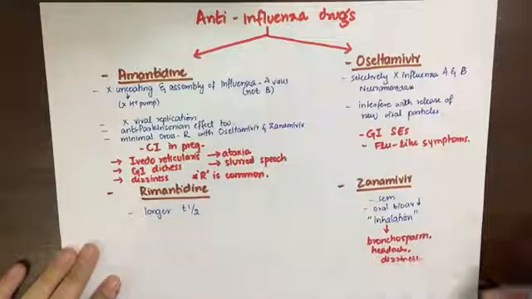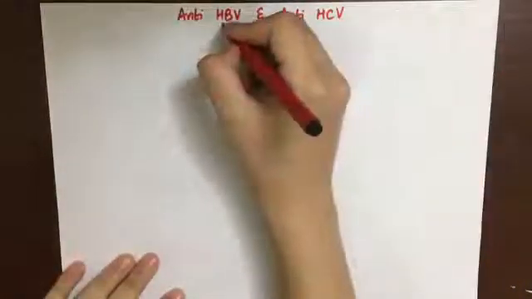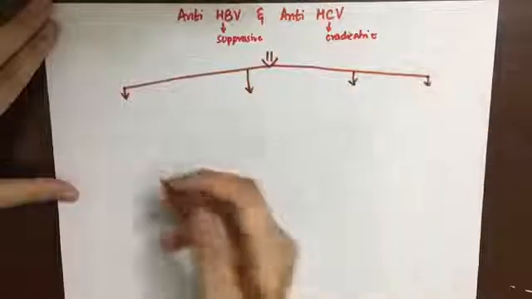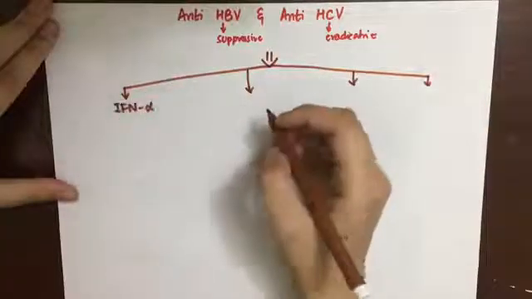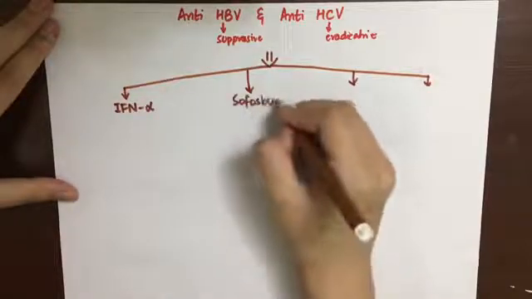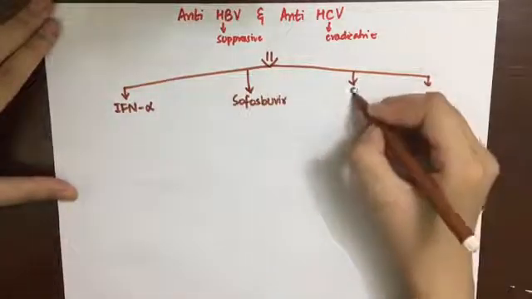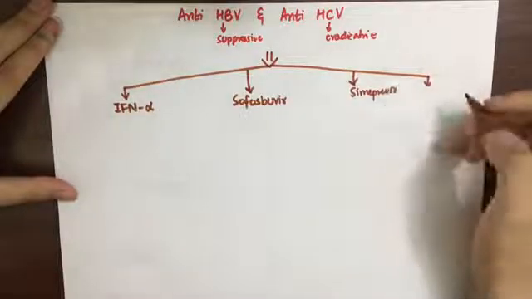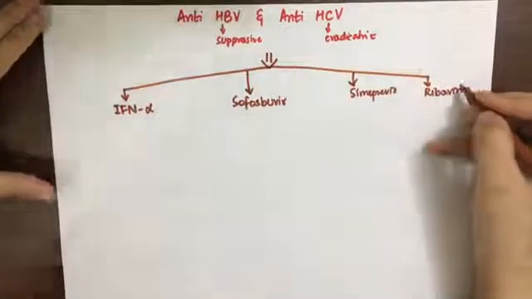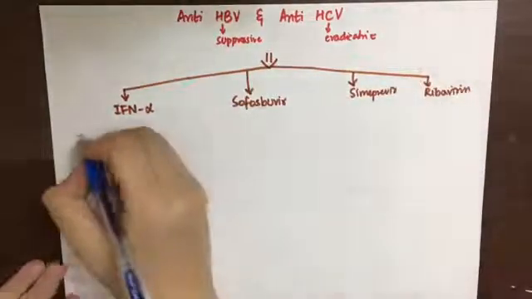Lastly, we'll briefly look at the drugs that are used as anti-HPV and anti-HCV drugs. The anti-HPV drugs are mainly suppressive in their function, while anti-HCV are eradicative. They include the drugs interferon alpha, sofosbuvir, simeprevir, and ribavirin.